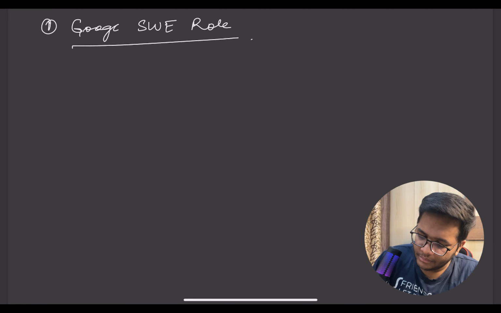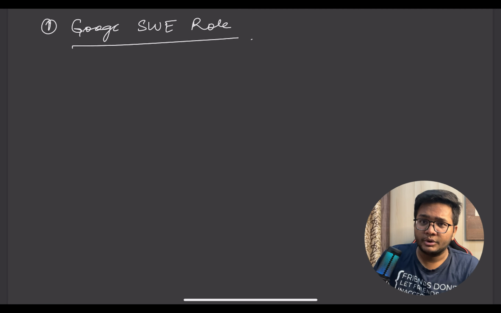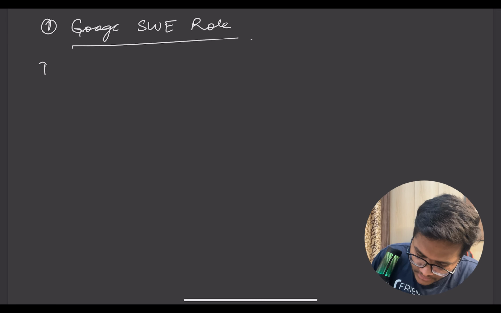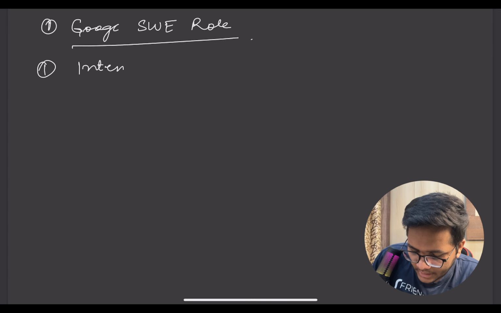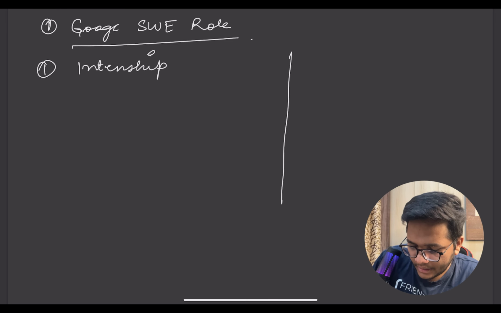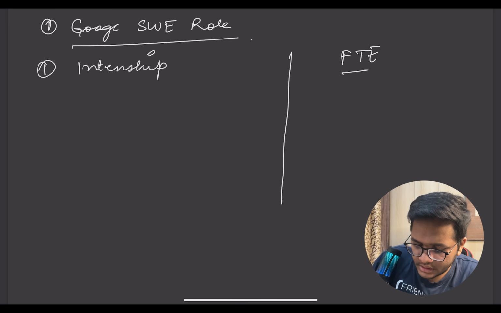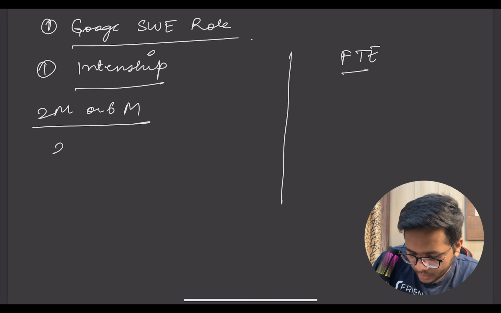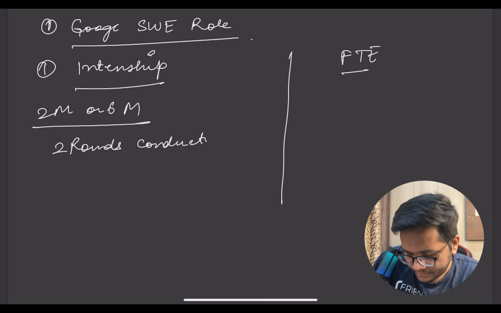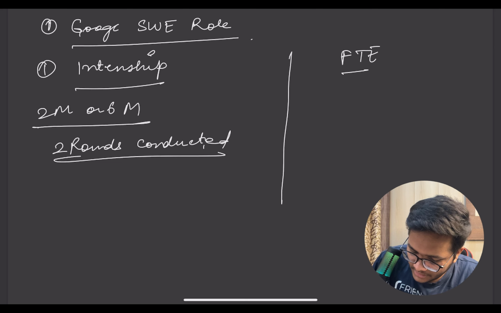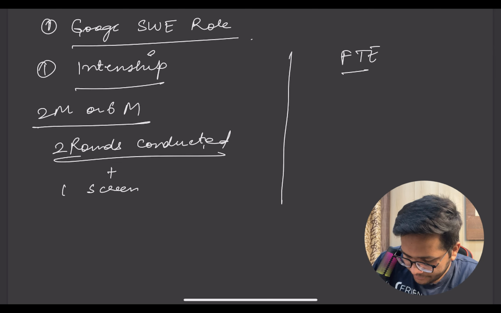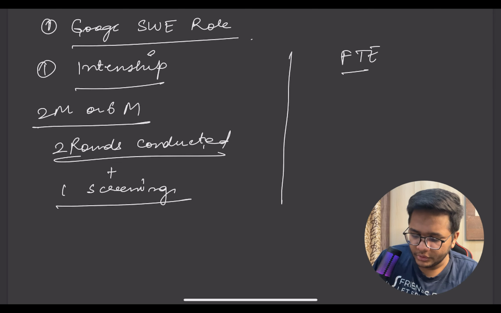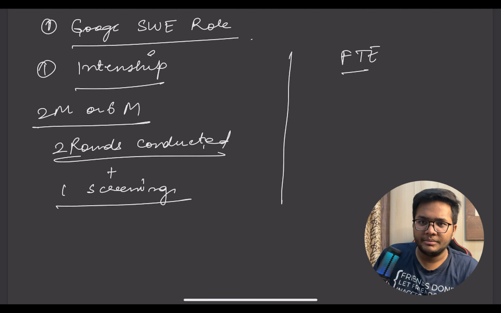The first that we'll be talking about is the Google SWE role. You will see multiple different types of processes through which you can get into this role. First, let's say you're talking about Google internship and Google FTE. For internship, whether a 2 months internship or a 6 months internship, generally only 2 rounds are conducted nowadays. For some students, it can be 3 rounds plus 1 screening, and for some of you the screening can be skipped based upon your profile.